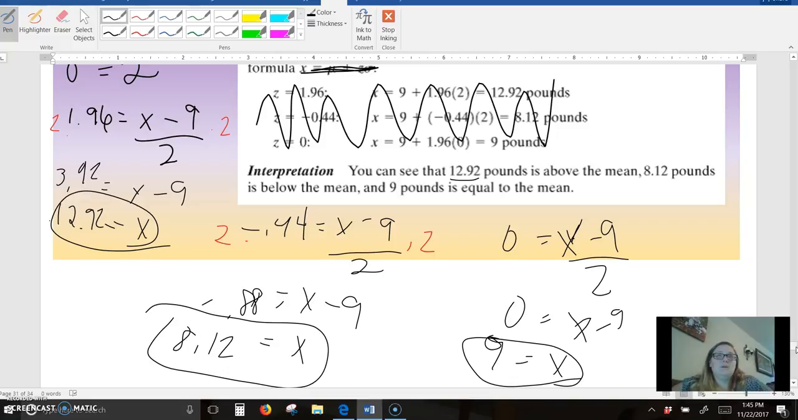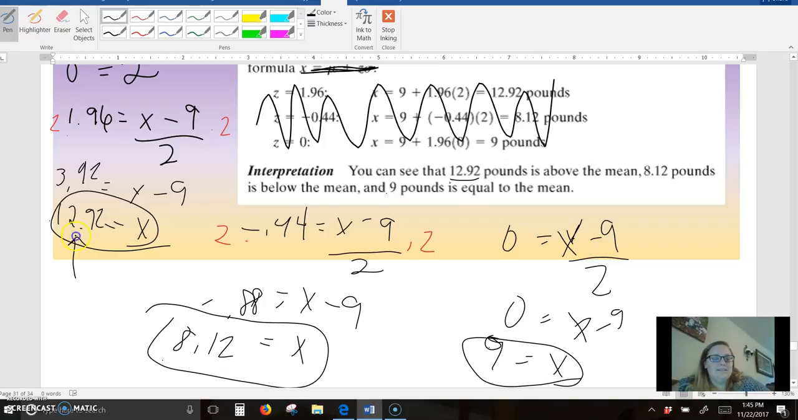Here's what it implies. 12.92: if the mean is 9, that means 12.92 is above the mean. 8.12 is below the mean. And if a cat comes in weighing 9 pounds, then it is equal to the exact mean.